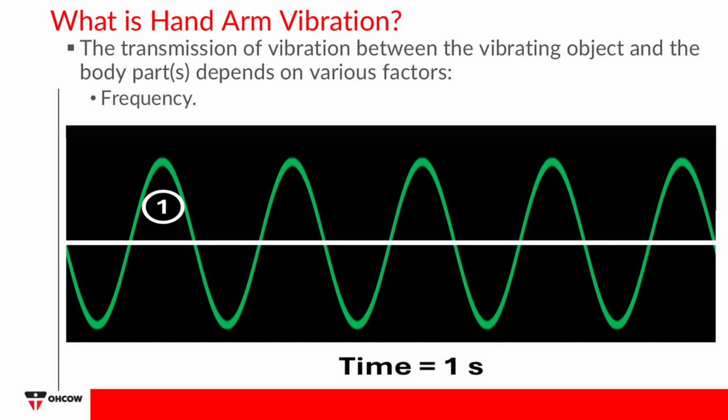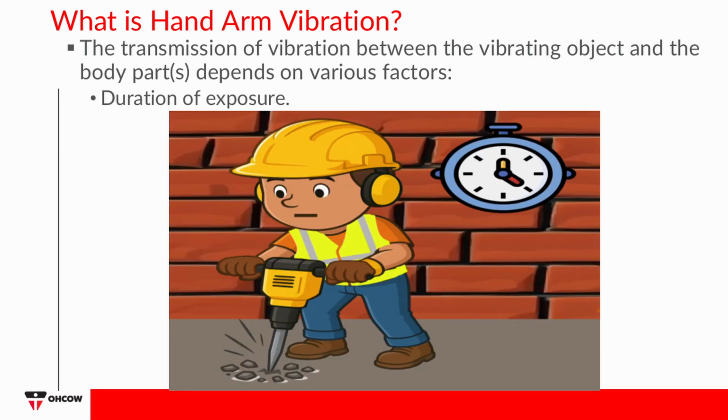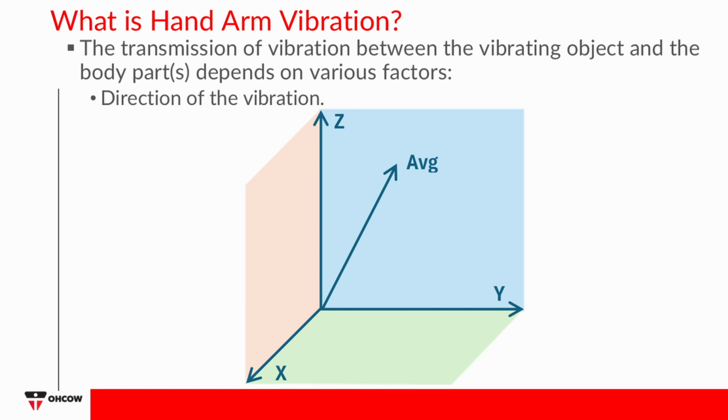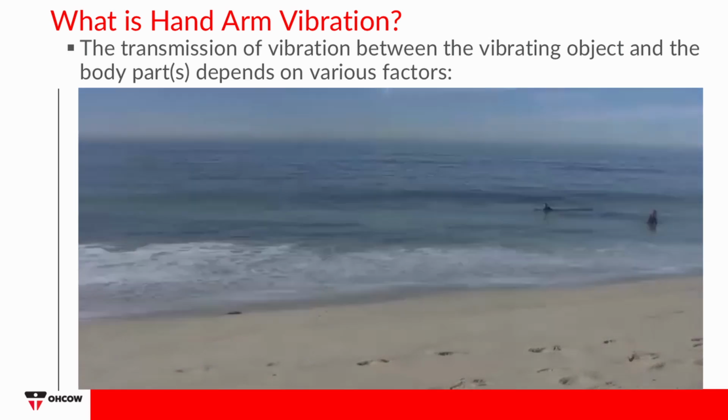Frequency. This is the number of vibration cycles that occur per second and is measured in hertz. The faster an object oscillates, the higher its frequency; the slower it moves, the lower the frequency. Duration of exposure. This refers to the length of time a person is exposed to vibration. Longer exposure times increase the risk of harm. Direction of vibration. The angle and path through which vibration travels through the body can also affect how much impact it has.